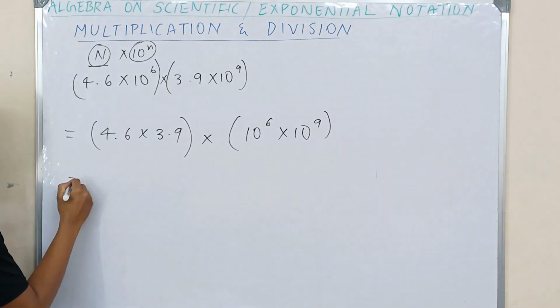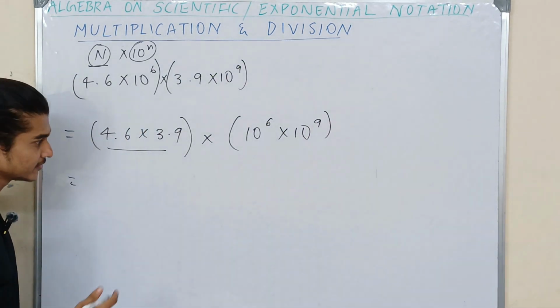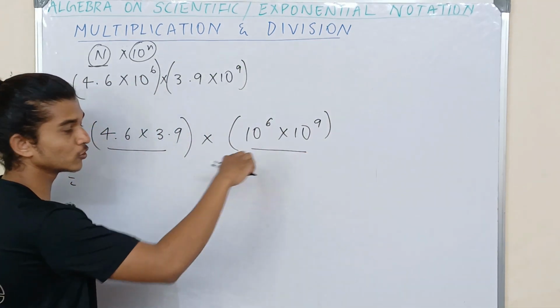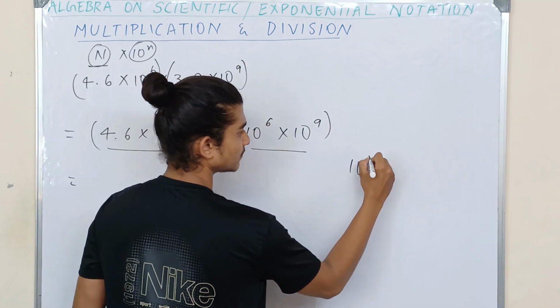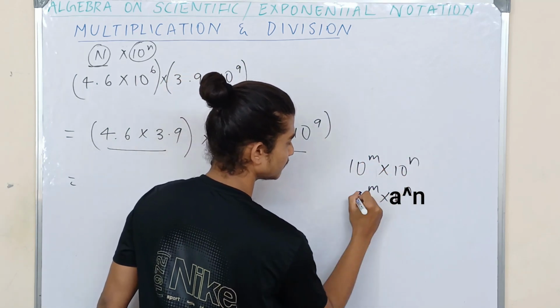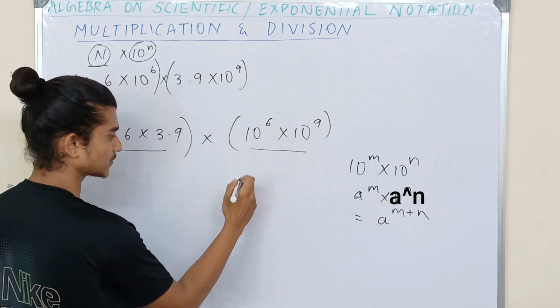Now I'm going to take the calculator and simplify this normally, and for the exponents I'm going to apply the rule which I told you earlier. This goes with the first rule. The first rule is a to the power m into a to the power n is equal to a to the power m plus n. So you just have to add the exponents.